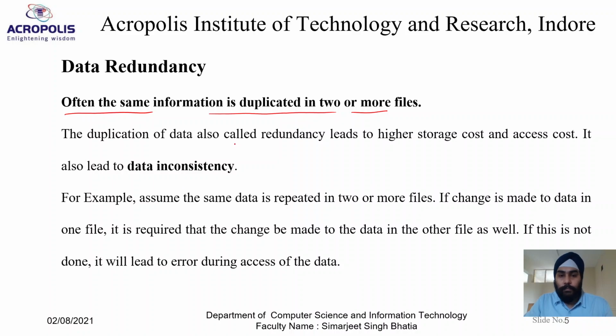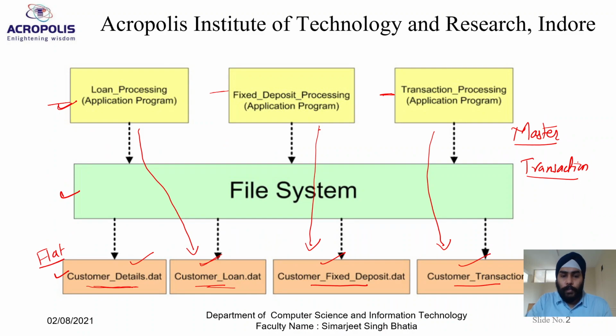The duplication of data is also called redundancy, and it leads to higher storage cost because you are trying to fill the same detail in each and every file. The information is repeatedly stored in each file, therefore higher storage and access cost is incurred. It also leads to one more problem, that is data inconsistency. Suppose we have a repeated email ID in all the four data files shown here. If I change the email ID in the customer_details.dat file, I have to change it in customer loan, in customer fixed deposit, and in the customer_transaction.dat file.